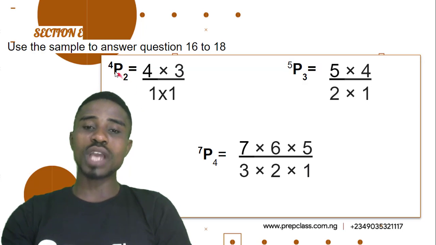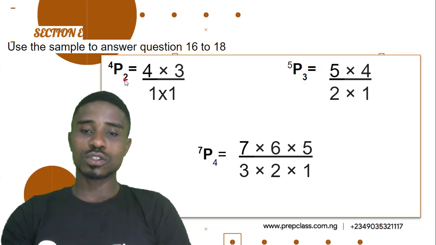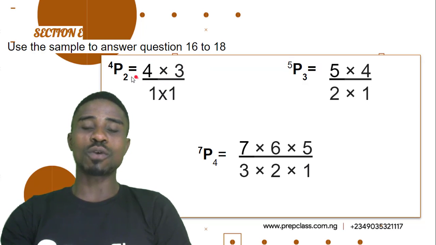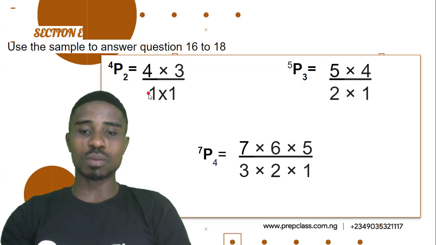Now, for this one, we have 4 here, 2 here. If you look, you'd see on the above, we have 4 times 3, and on the below, we started from the next number lesser than this, 1 times 1. So 4 times 3, and we keep counting. Then for the number at the base, we start from its next number, which is 1 times 1. All right, let's try it out for the next one.